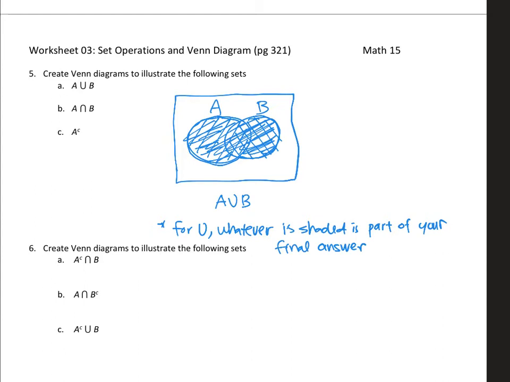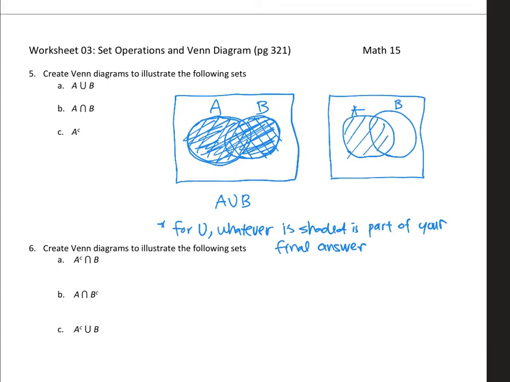Let's look at part B, intersection. So there's A, there's B. So again, A is this part, B is this part, but for intersection, you have to be in both sets. That means you have to be the overlapping part only. So that's my final answer.